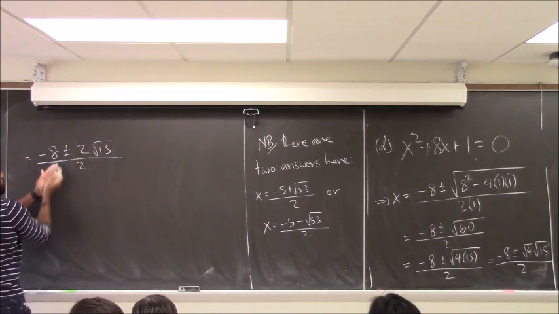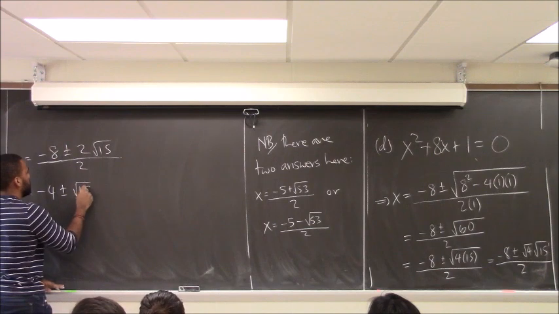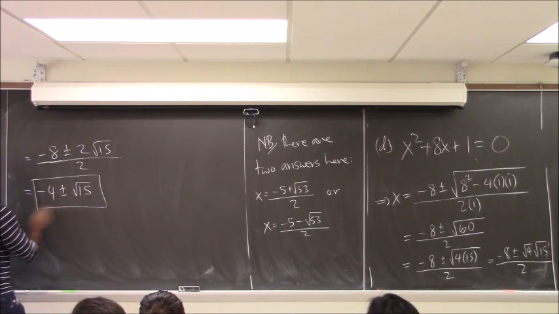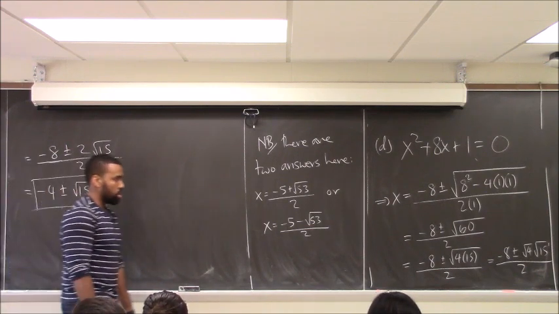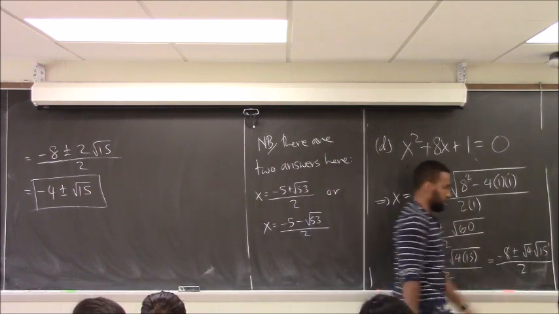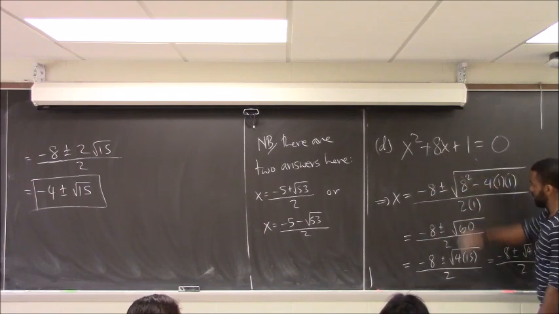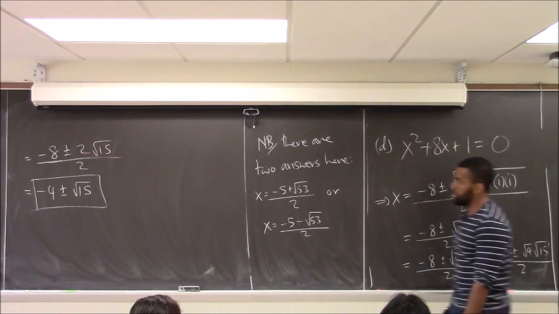And this is just a fraction. The 2 can divide into each part. So that's minus 4 plus or minus radical 15. And that will be your answer there. And yeah, if you plug that into this equation, it'll actually be true. You'll actually get 0 if you plug that thing here and here. Details left to the reader.